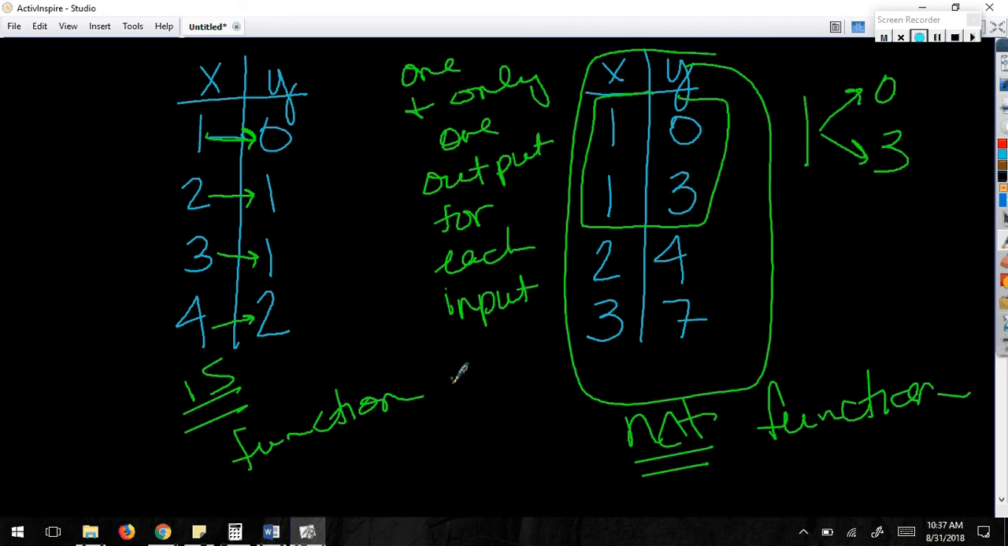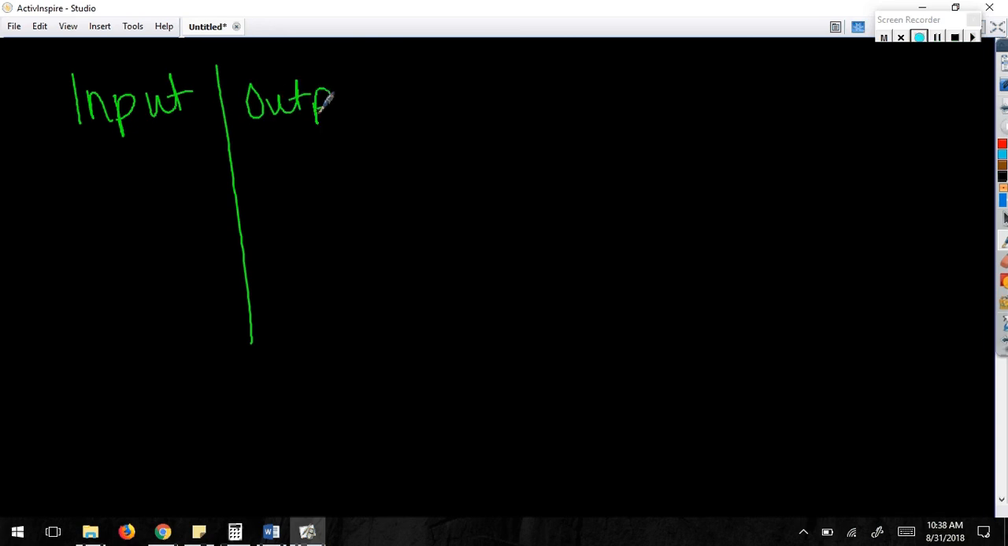Can one number have 2 outputs? It cannot. This is the way that your book is going to lay it out, so I want to make sure that I show you that way. They give you a mapping, or they give you a table of things. Input, output: 1, 2, 3, 4, and 0, 1, and 2.